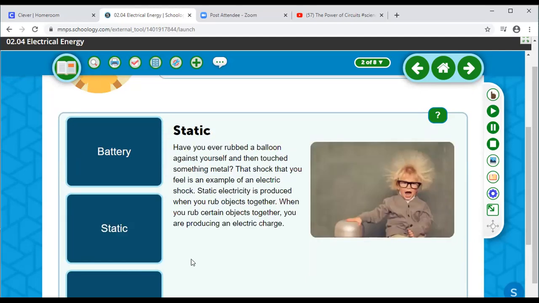Static. Have you ever rubbed the balloon against yourself and then touched something metal? That shock you feel is an example of an electric shock. Static electricity is produced when you rub objects together. When you rub certain objects together, you are producing an electrical charge.